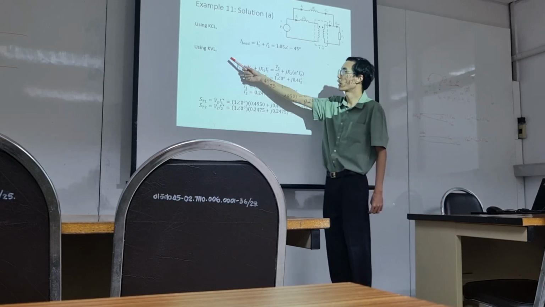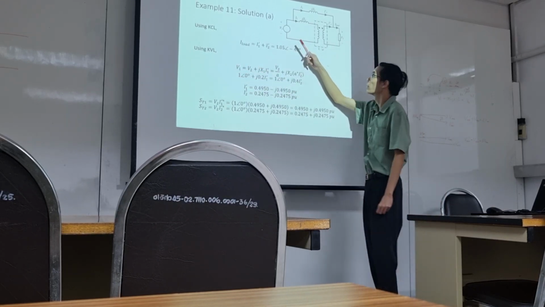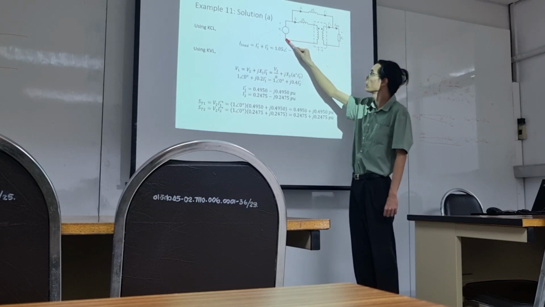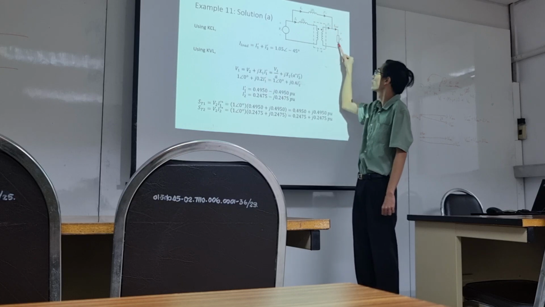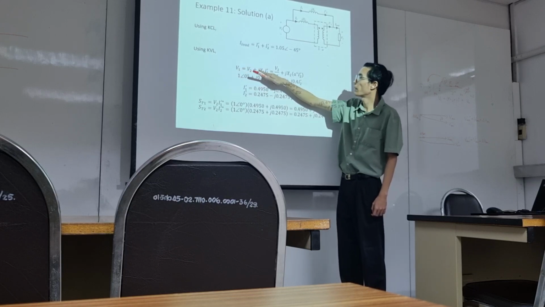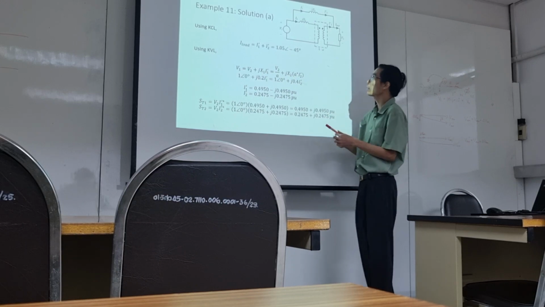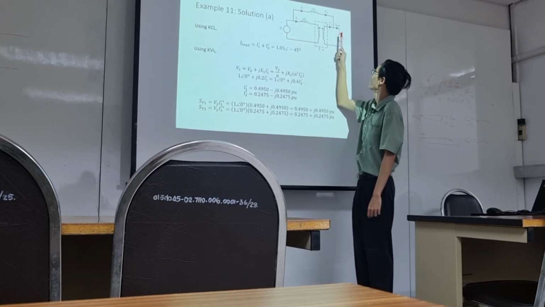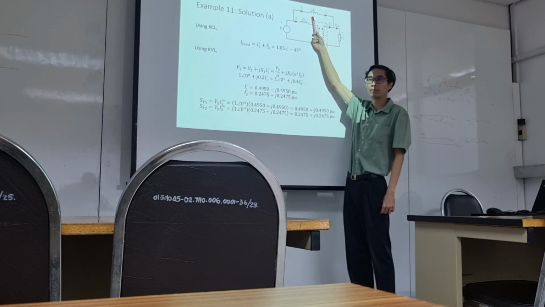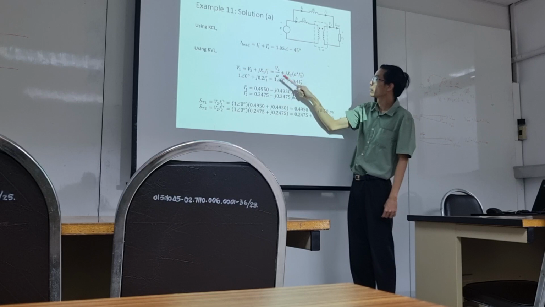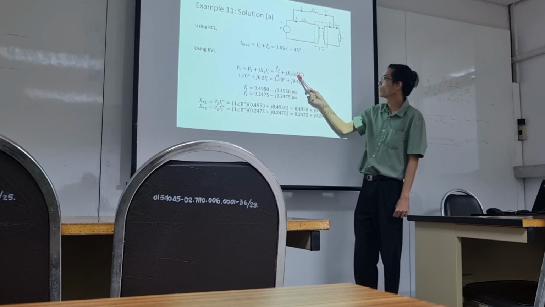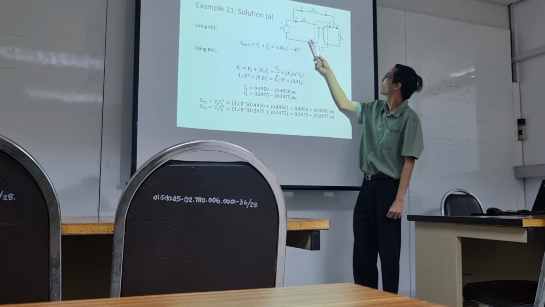Then you can use KVL, Kirchhoff voltage law. This is the two loops. This is the first loop, and the second loop is this one. The first loop: V1 equal V2 plus JX1 I1 prime. This is V1, equal, this is V2, plus this thing, JX1 I1 prime. The second loop: V1 equal V2 divided by A plus JX2 A conjugate I2 prime. This is this loop.